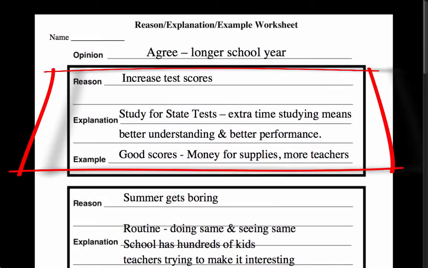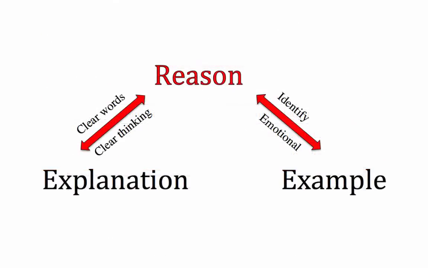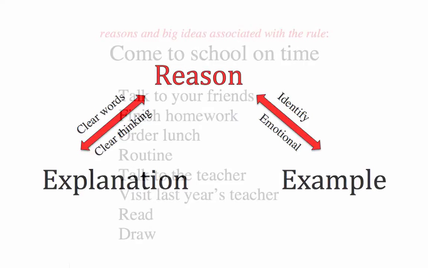The threesome of reasons, explanations, and examples is at the heart of the persuasive essay. The reason and the explanation help the reader think clearly. They express the same idea in 2 different ways. The example is the opportunity for the writer to create an emotional response in the reader. You find a real-life example that the reader can identify with.